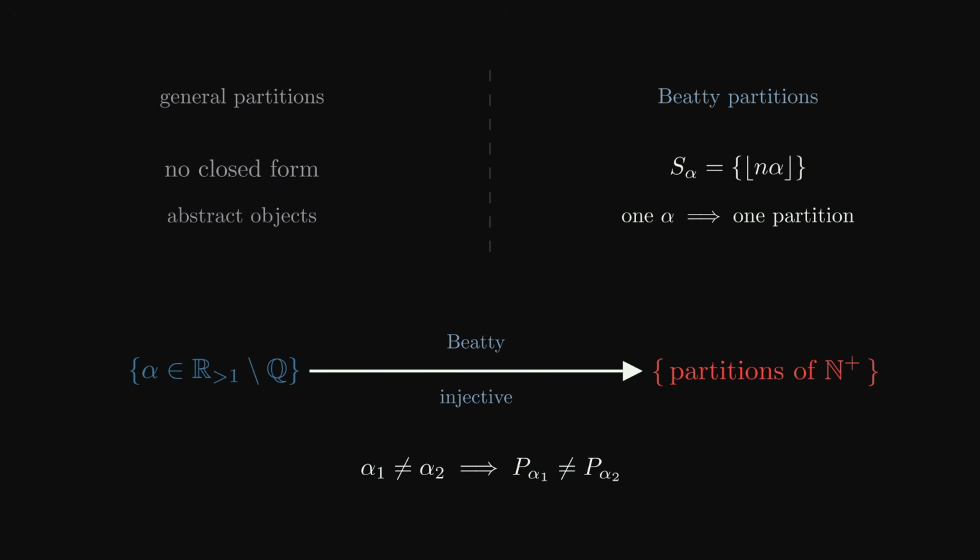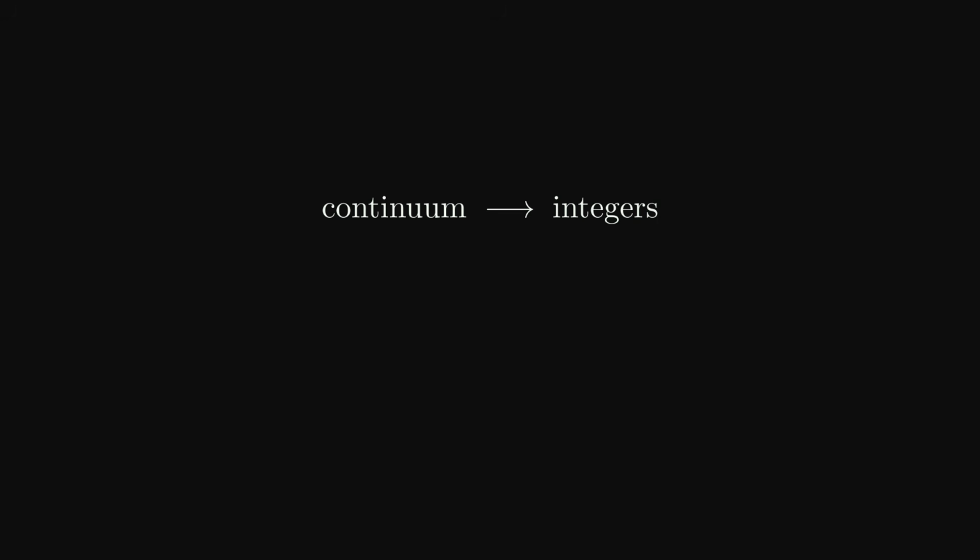So the Beatty partitions embed the irrationals into the space of integer partitions in a way that respects the algebraic structure of both. This is a deep but quiet result. It is not famous, but it is one of the cleanest connections between continuous mathematics, the irrationals, and discrete mathematics, the integers, that mathematics has.